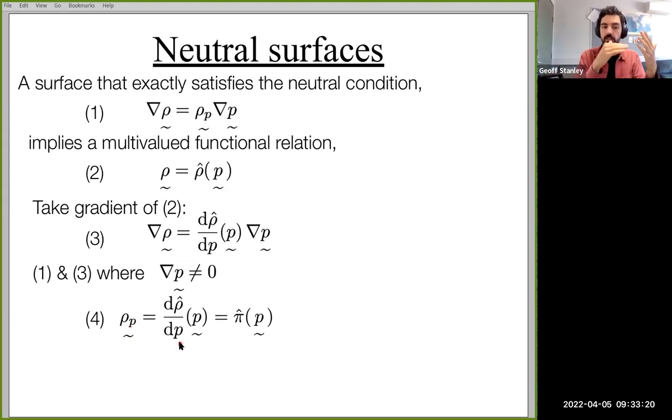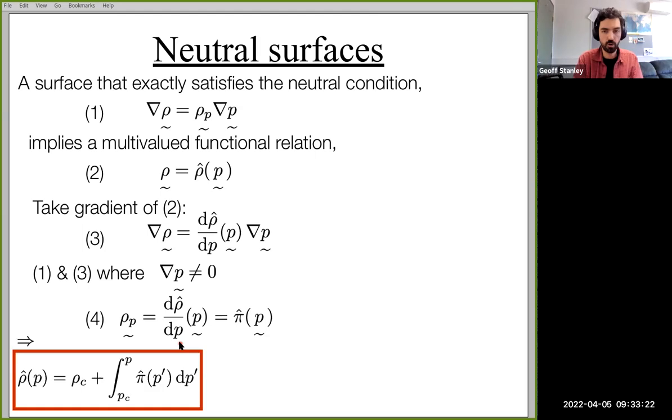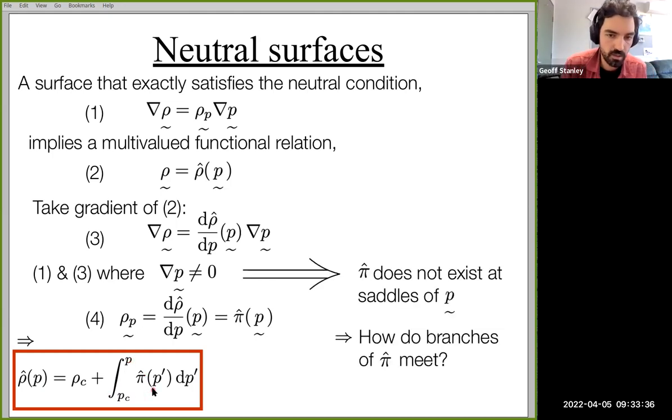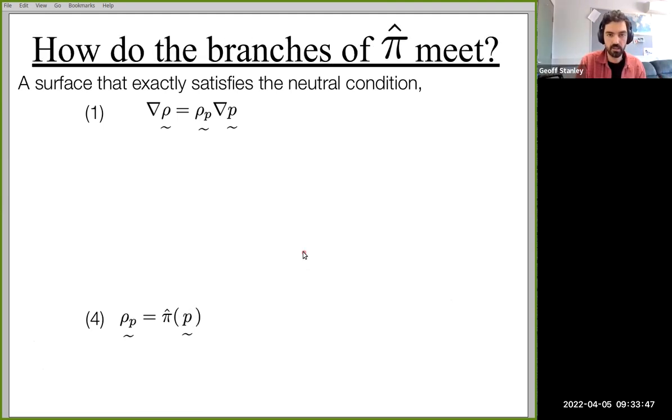Okay, so pi hat is the derivative of rho hat, or we could turn that around and say that rho hat is the integral of pi hat. So if I want to evaluate rho hat at some pressure, I get a constant of integration, and then you integrate the pi hat function. Okay, so we'll come back to this in a moment, but first we have to ask, what happens at the saddle pressures here? Does pi hat exist at the saddle pressures, and how do the different branches of pi hat meet? So we've hung on to these equations here, and we're going to look at what happens.